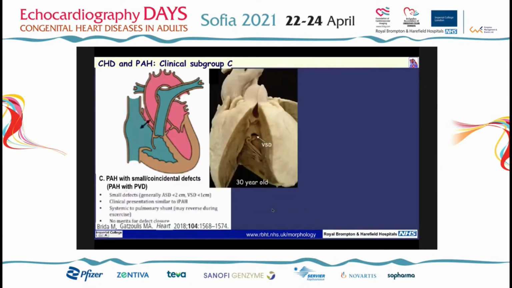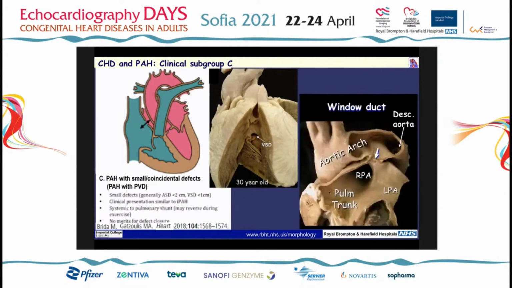Moving on to clinical subgroup C, then we have those associated with small or coincidental defects. For example, this heart here, right ventricle opened up. We see a very, very thick walled right ventricle, not something we expect to find in a 30-year-old. We see here coming up there a slightly dilated pulmonary trunk, again, small ventricular septal defect.